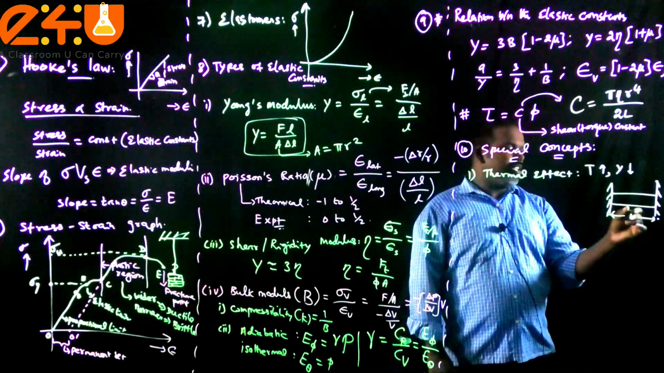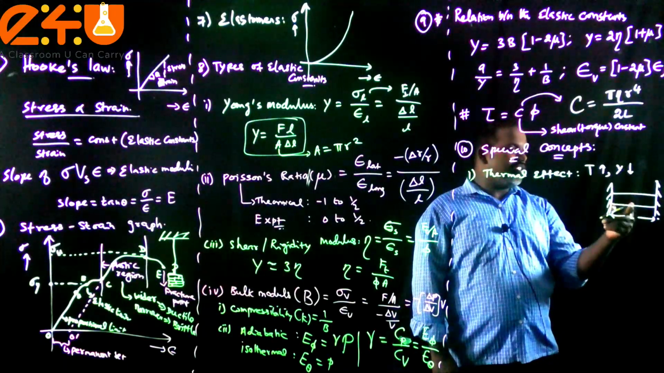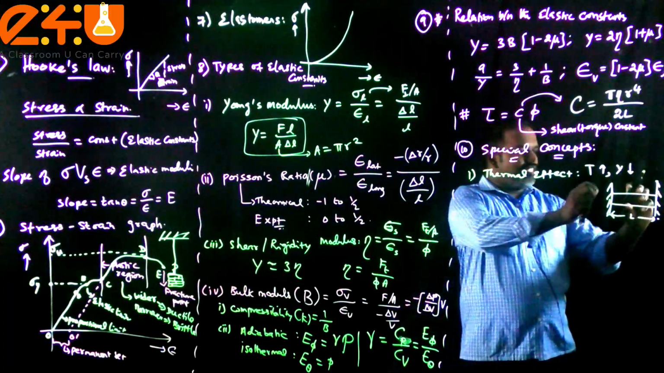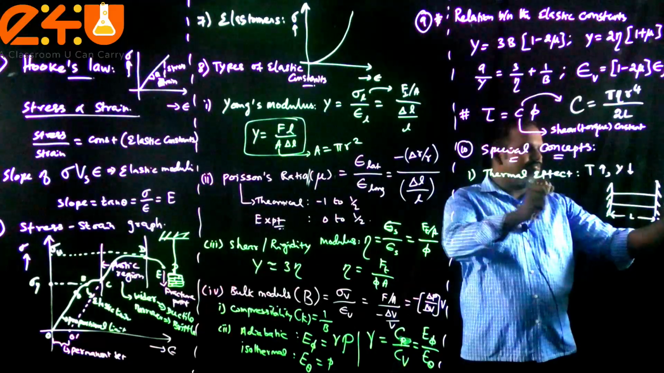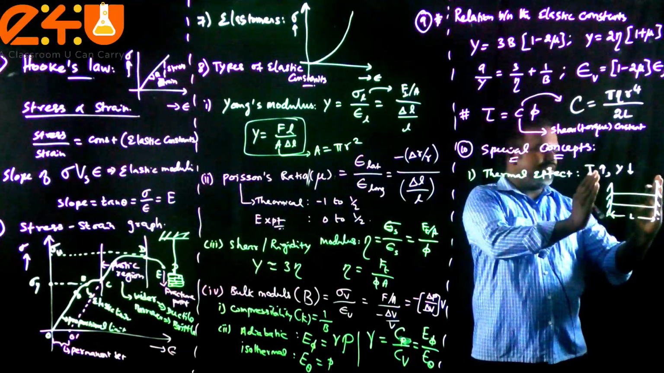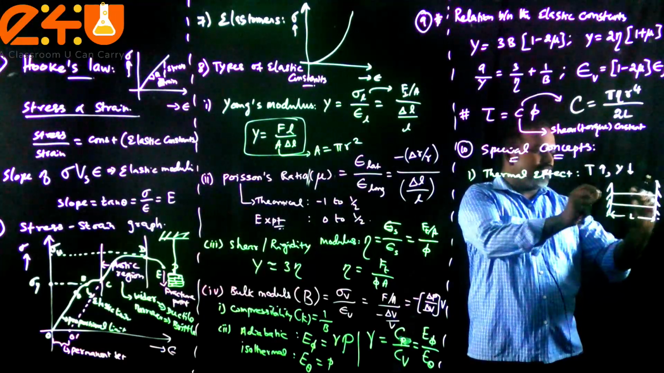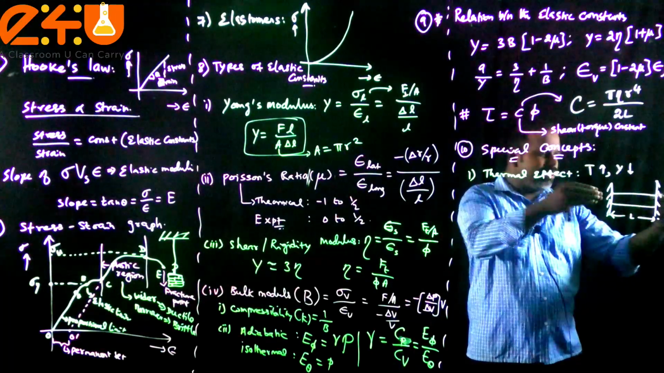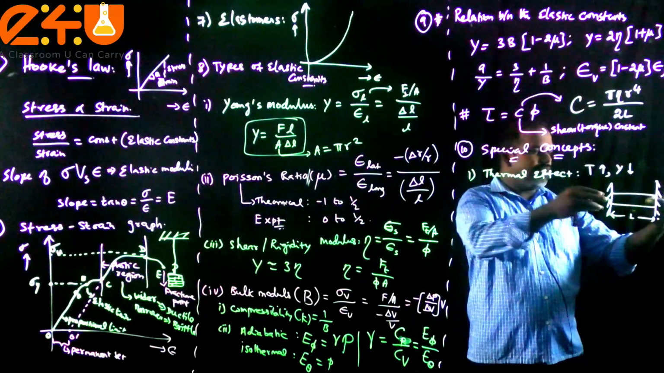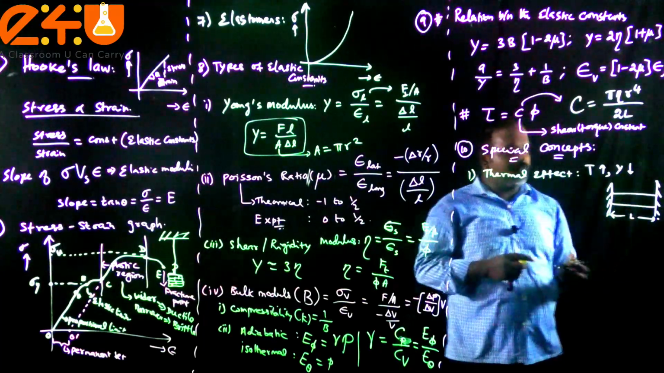When the temperature of the rod increases, by heating or any other manner, it has the tendency for linear expansion to take place. But since these rigid supports are there, which resist the linear expansion, they develop a stress along the length of the rod, which is called thermal stress.